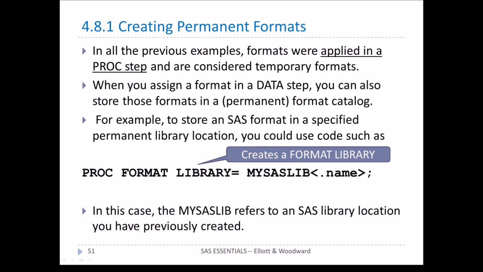Now, let's talk about creating permanent formats. So we created them within a data set that was permanent, but let's say we have a bunch of formats and we want to store them all in some sort of library. We can do that using this PROC format statement. So PROC format library, we're going to assign a library. In this case, we're going to use mysaslib dot whatever name we want to choose. If we don't choose a name, SAS will just use the word formats there. mysaslib dot formats.